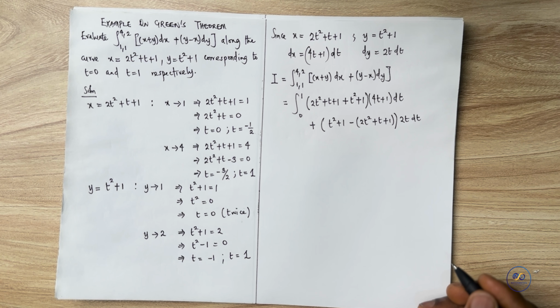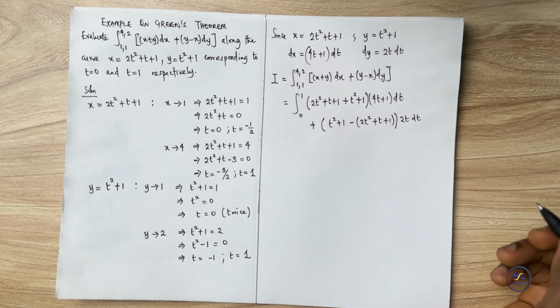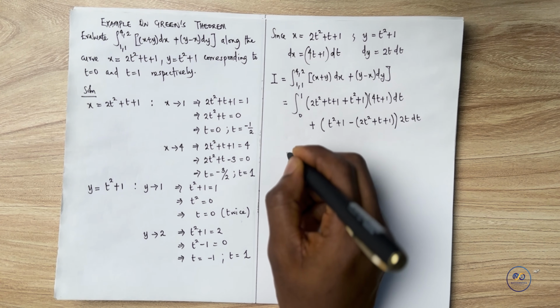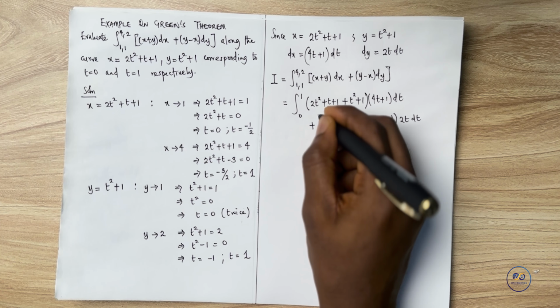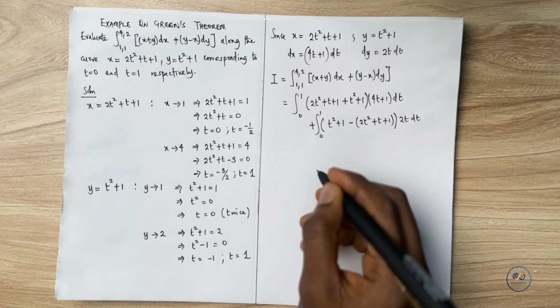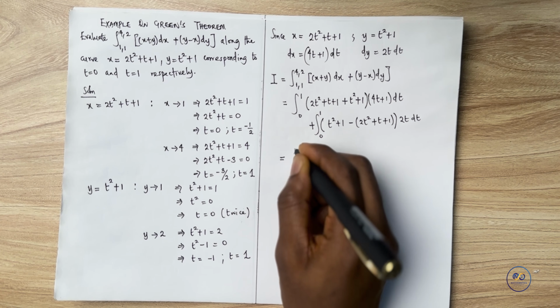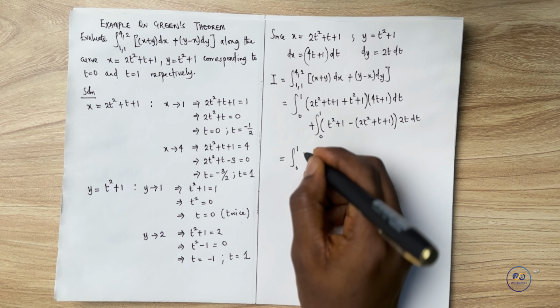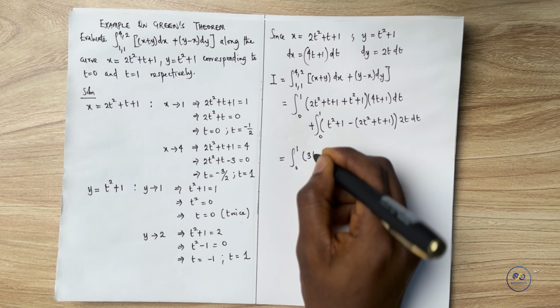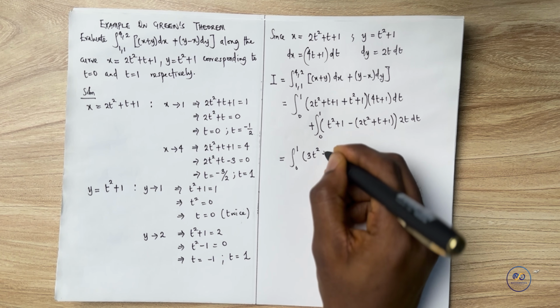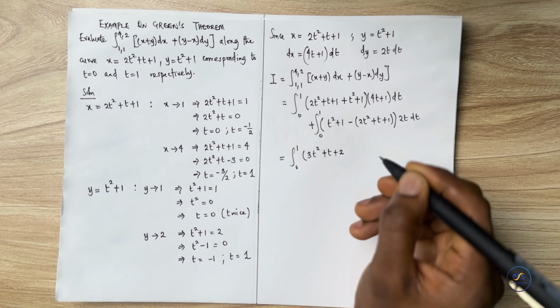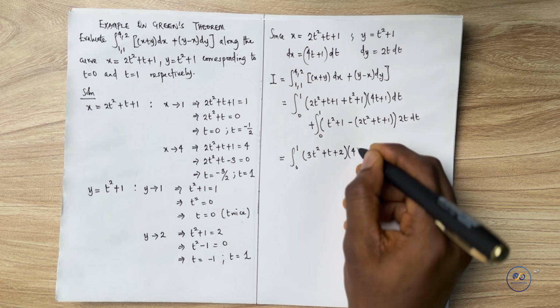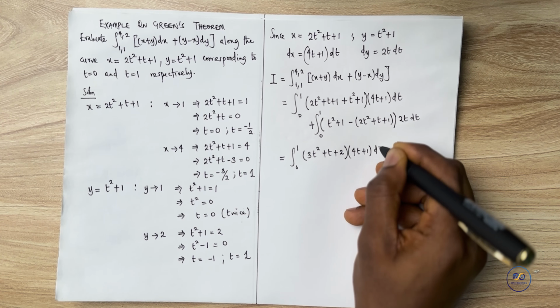We can, of course, go ahead and expand this so that we can see what the final result will be. So we have the integral from 0 to 1. On this side, the inside gives you 3t squared plus t plus 2, and then outside is still (4t plus 1) dt.